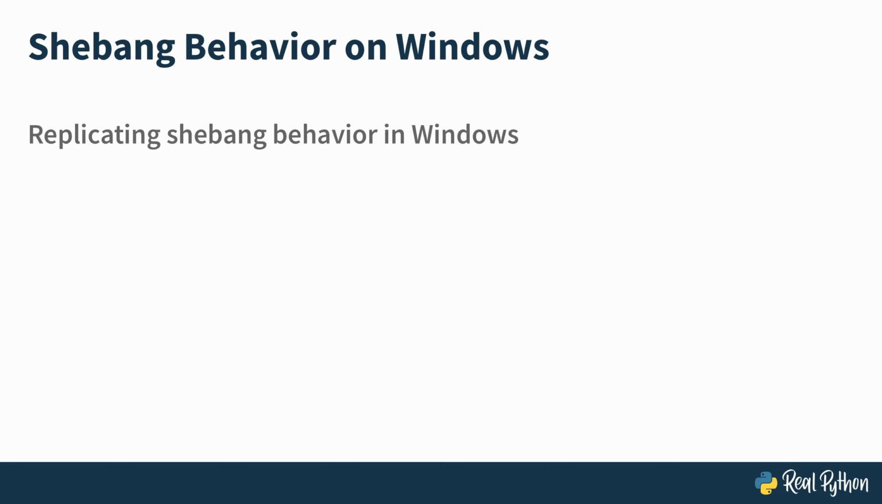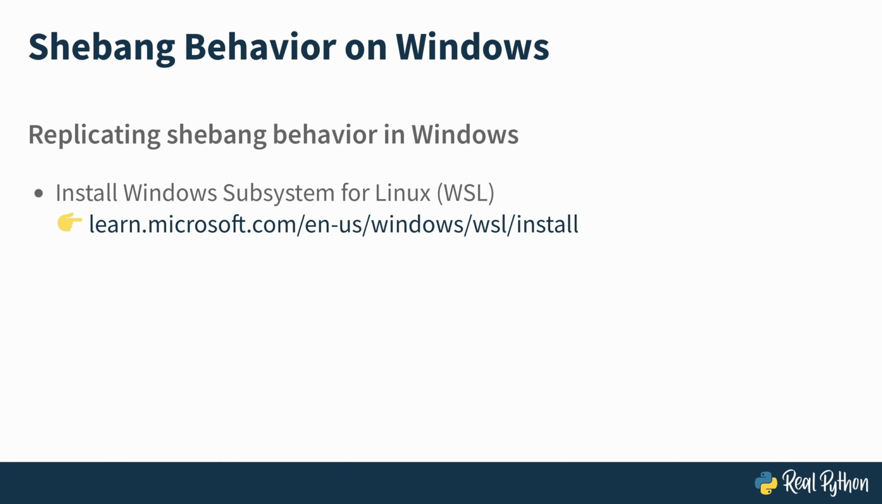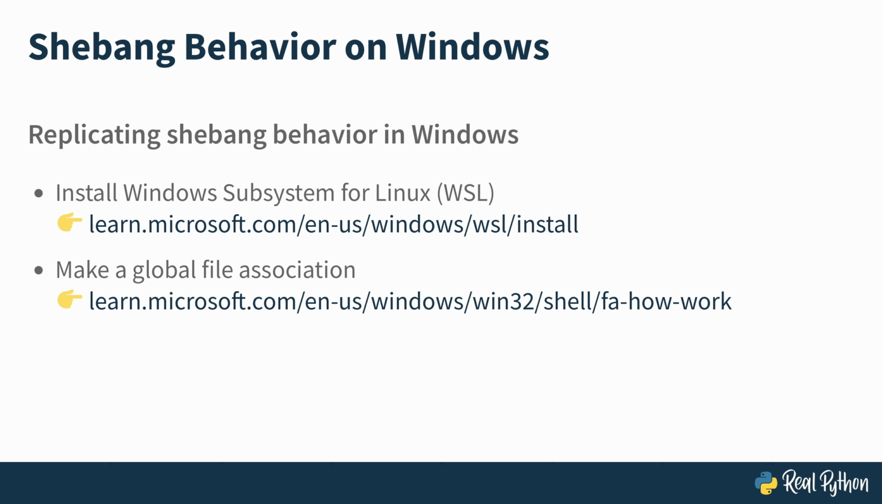So if you're on Windows and you want the same effect in a Windows environment, that is, specifying the interpreter to be used, you need to install Windows Subsystem for Linux, WSL. This comes with a Unix shell, and there the shebang can be used. Alternatively, Windows lets you make what is called a global file association between a file extension like .py for Python files and programs like the Python interpreter. This is how you can achieve a similar effect to the shebang. There are links in the slides that show you how to install Windows Subsystem for Linux and also how file association in Windows works, and you can follow these links to learn more about these topics if interested.